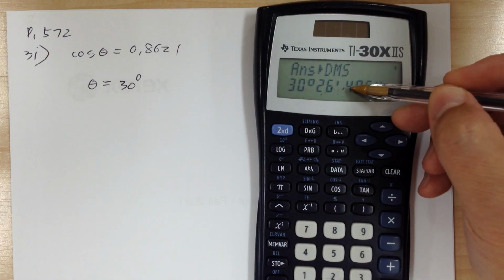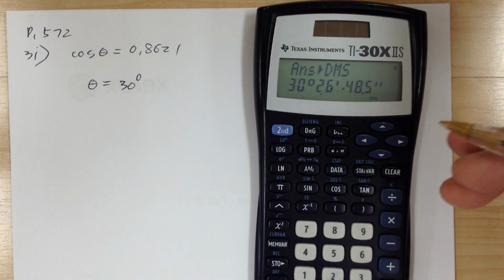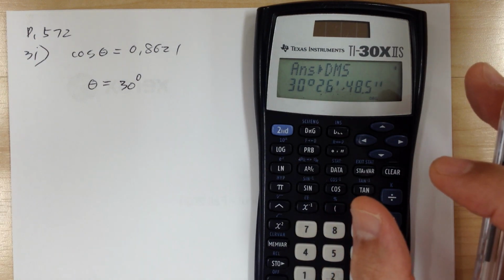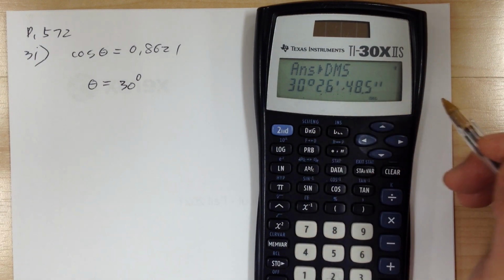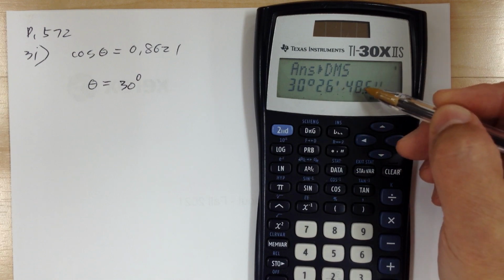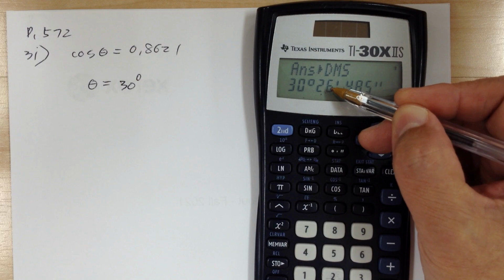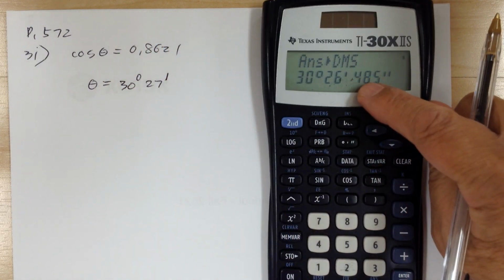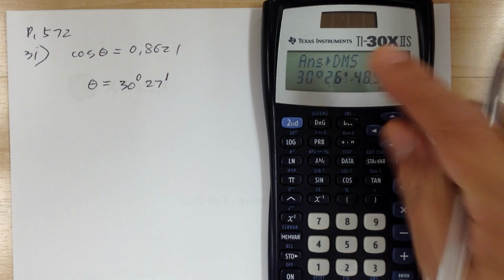So this is 48 seconds. Remember, 1 minute equals 60 seconds, so the cutoff would be 30 seconds. If it's 30 seconds or more, you will round it up. So 48 is more than enough. So you have to round this up into 27 minutes. So again, this way, round it up to 27 minutes.